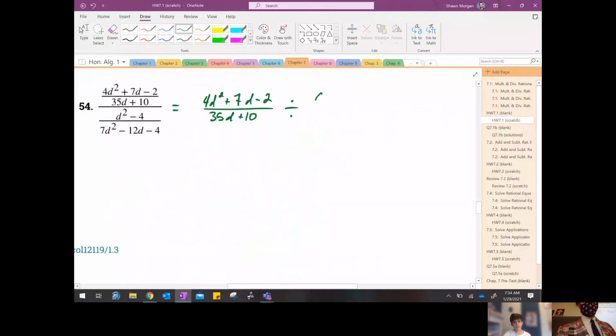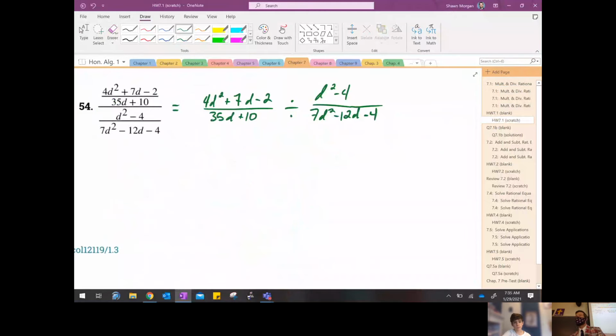D squared minus 4, over 7d squared minus 12d minus 4. Okay? That's all it is. One fraction on top of another. We got fraction on fraction action. Just write it out as a division problem.